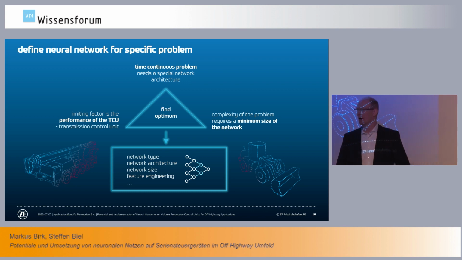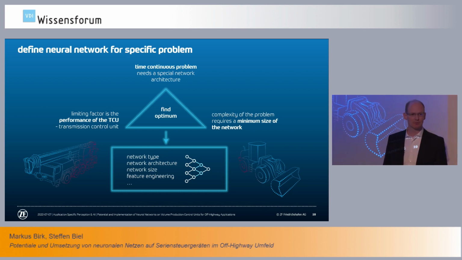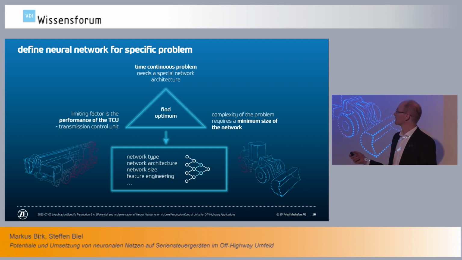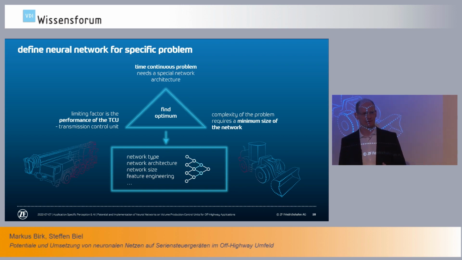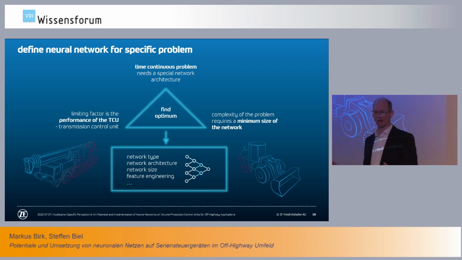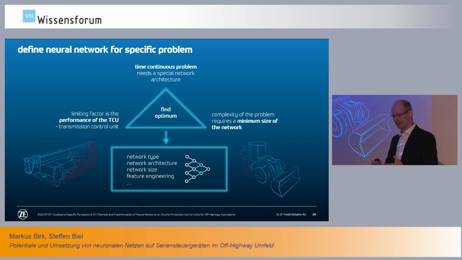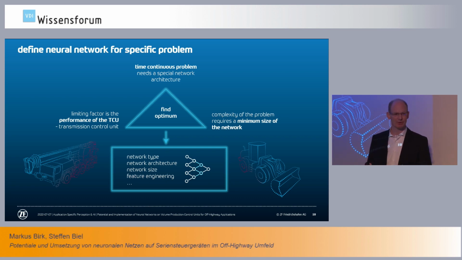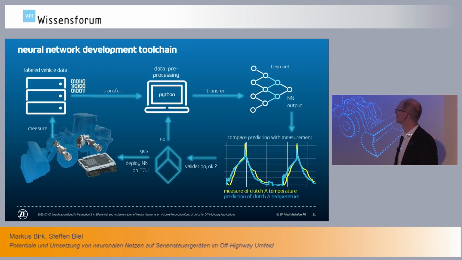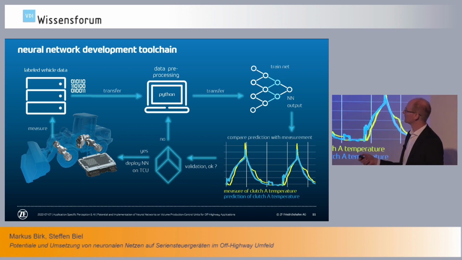And on the other hand, as has been mentioned as well, we do have time continuous or time dependent data that we're using. And therefore you need a very specific architecture which is different from the way that you apply if you process image data. And now through iterative loops you try to generate the optimum conditions, and from that you can derive your network architecture and your network size.